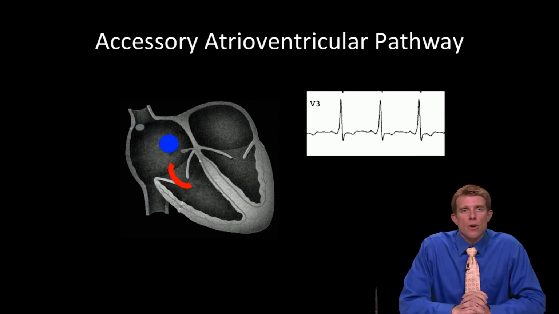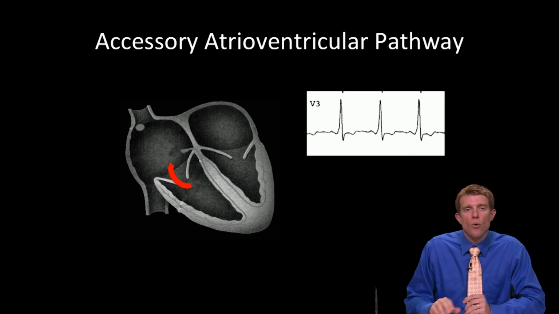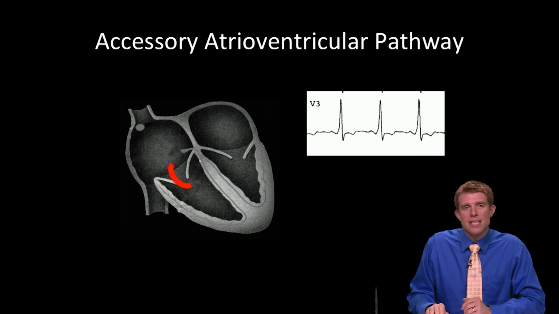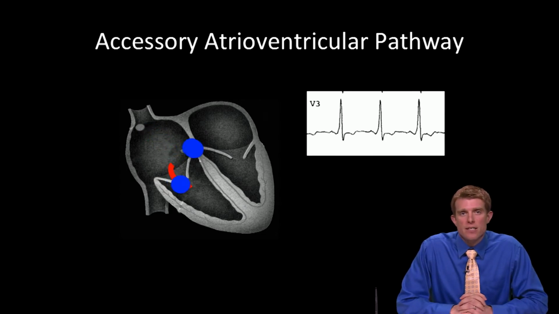So here you have your electrical activity starting in the SA node, but then that electrical activity going to the ventricle via two different mechanisms. It's going both via the normal AV node and then electrical pathway, and then also through your accessory pathway. So it's going to look like this.